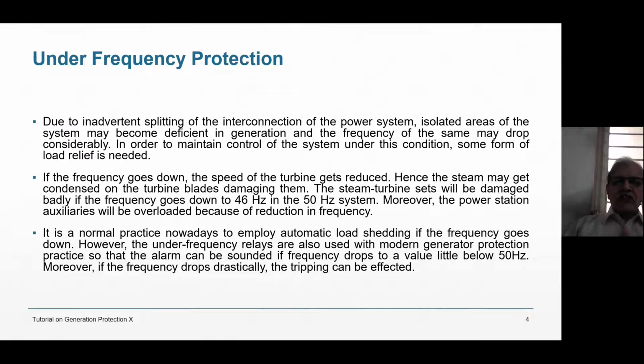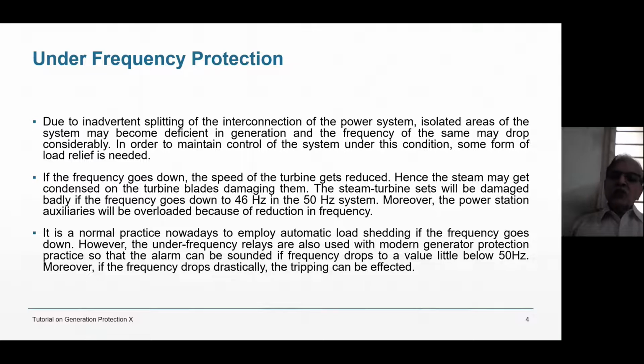Occurrence of under frequency is now rare, because people are very cautious about under frequency, as it is a reason which can lead to cascaded tripping. But say if you cannot shed the load, then frequency goes down. That means the speed of the generator goes down. Nothing happens to the generator, but the speed of the turbine gets reduced.